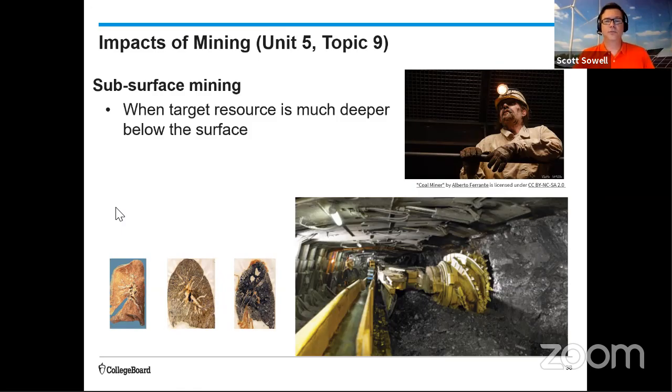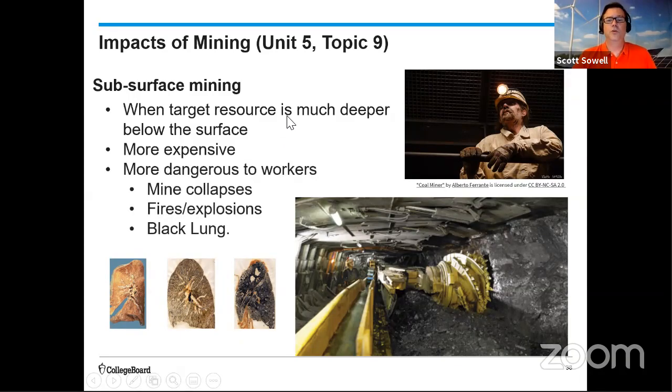So this is when the target resource is simply too deep to use those machines we just saw. And therefore, deep mines have to be dug downward and then horizontal so that the human beings and the machines can get down there. It's much more expensive and much more dangerous for the individual workers. They have to be concerned about fires and explosions and mine collapses in that tight confined area way down below. And then there's also a particularly sad consequence for some coal miners and other miners that the dust can get into their lungs and cause a disease called black lung that's very dangerous. So subsurface mining has some unique health and environmental aspects to it.